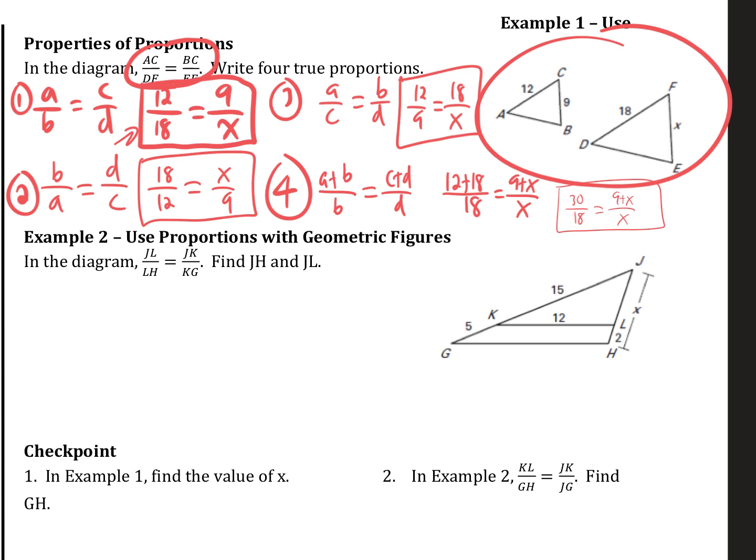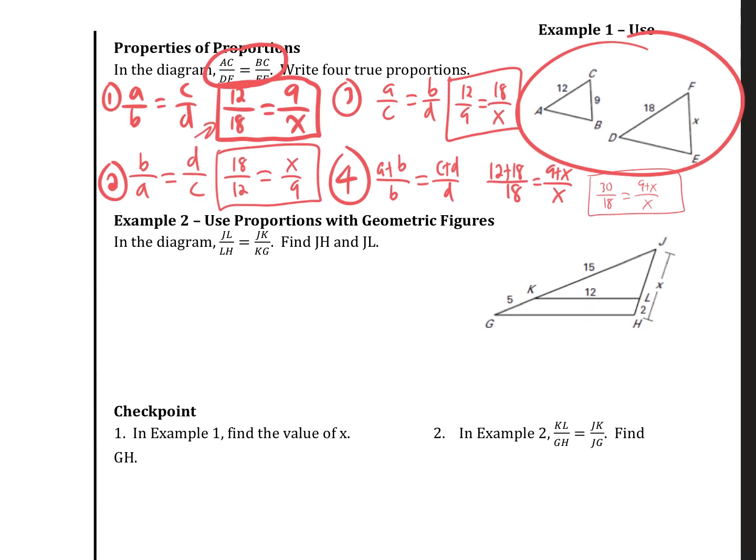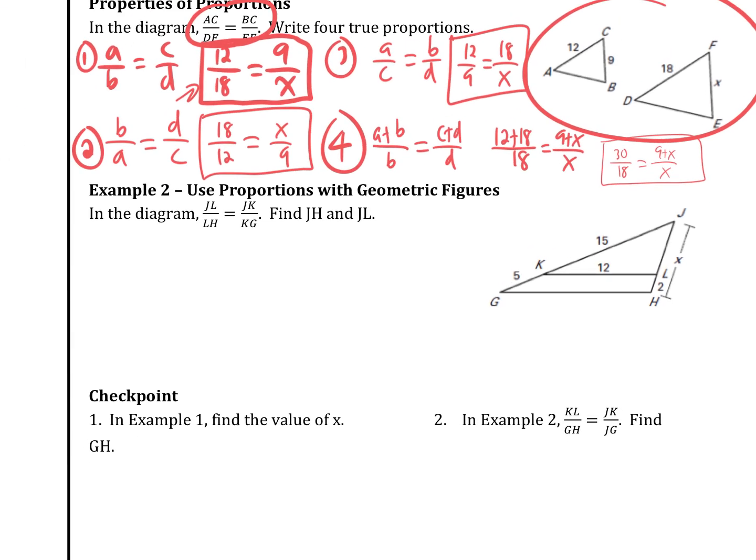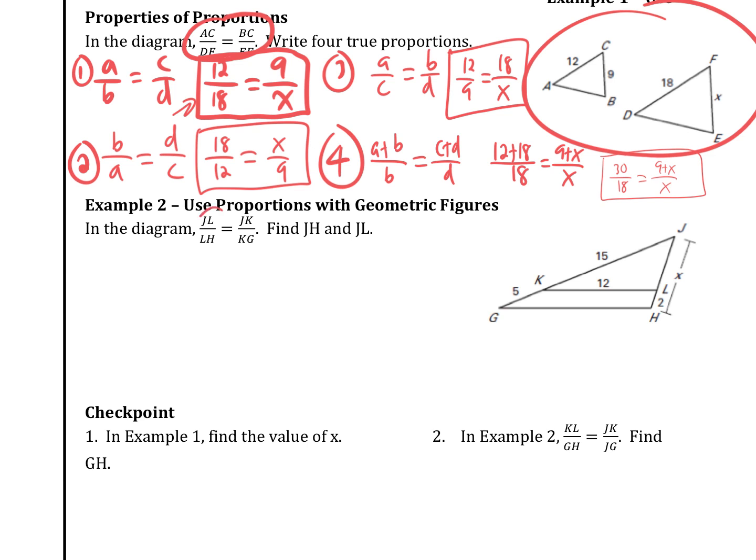All right, sounds good. Okay, now we know how to set up different types of proportions. Let's go ahead and use proportions to solve, all right? This next one's actually not too bad. It looks kind of complicated, but we're just going to do exactly what this says right here, okay? So in the diagram, it says JL over LH equals JK over KG. Find JH and JL. I'm going to box those. We want these, okay? We're literally just going to do what it says.